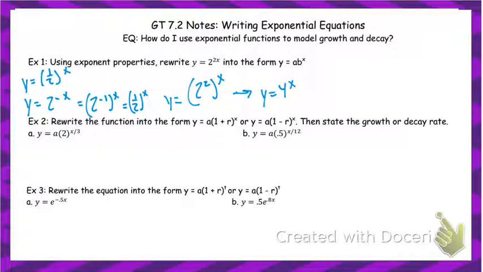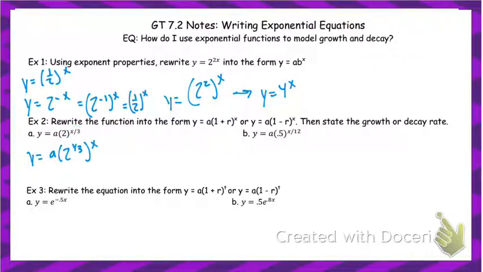So we're going to use that same idea to try and rewrite these functions into a form that looks like this. The reason that we're using those forms is because those forms show our growth and decay rate. So the first equation obviously shows growth. The second one obviously shows decay. So we're going to rewrite this as a times 2 to the 1/3 to the x. Because using exponent properties, 1/3 times x would be x over 3.